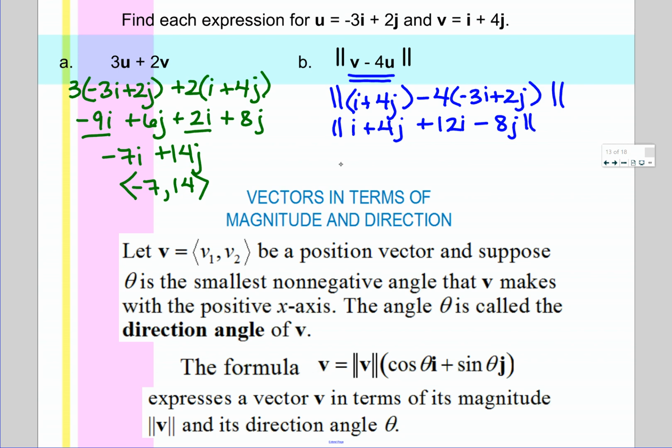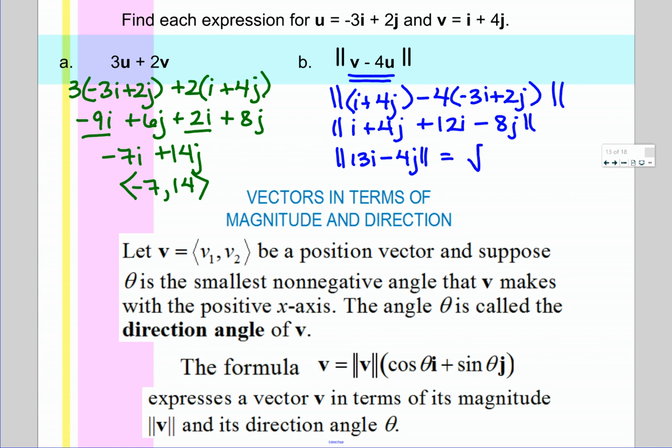And then combine together my like terms. I'm going to have a 13i and a negative 4j. So now we have that as a single vector. So then if the bars are on the outside of it, it's asking us to find the magnitude. Our answer is going to be the length of this vector, a single answer.